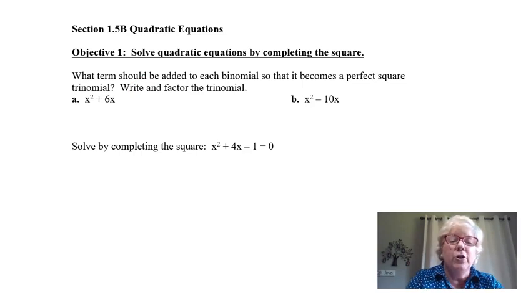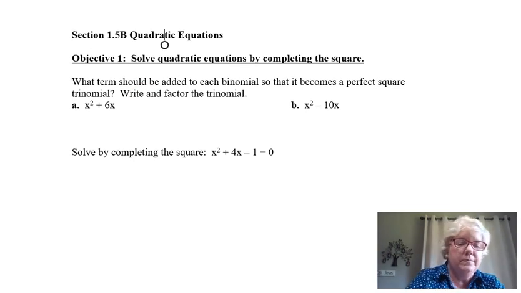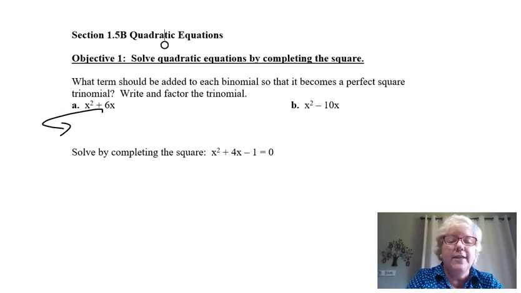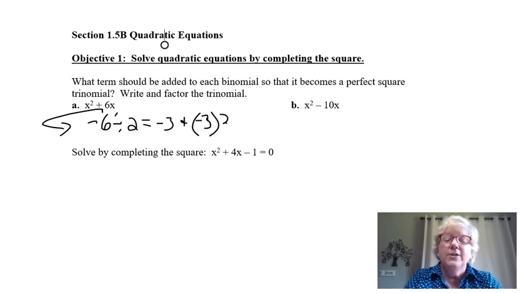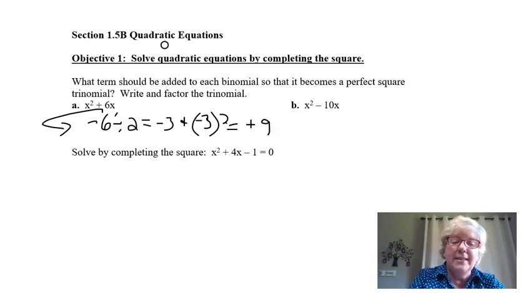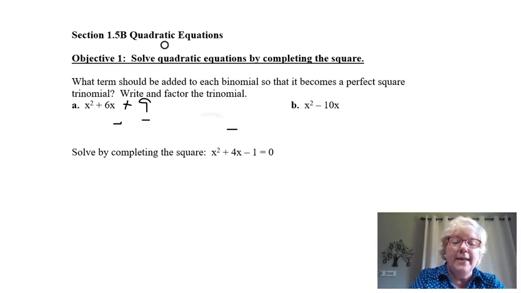Look at the term in front of the x. What you will do is take that term, that coefficient in front of the x, and you will always divide that by 2. That gives me -3. And you square that -3. So -3 times -3 is +9. So what needs to be added in? A +9.